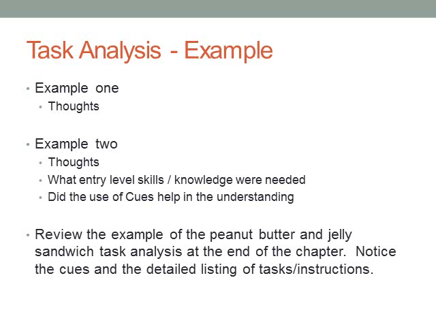I gave points where you could check to see if you were doing it right. I talked about the materials that you needed. I had a better understanding of what knowledge you had so I could start at a different level. And hopefully you saw that the cues helped too. What I'd like you to do in your book at the end of chapter 4, they have an example of how to make a peanut butter and jelly sandwich task analysis, okay? And I'd like you to notice the cues and the detailed listing of the task and instructions.